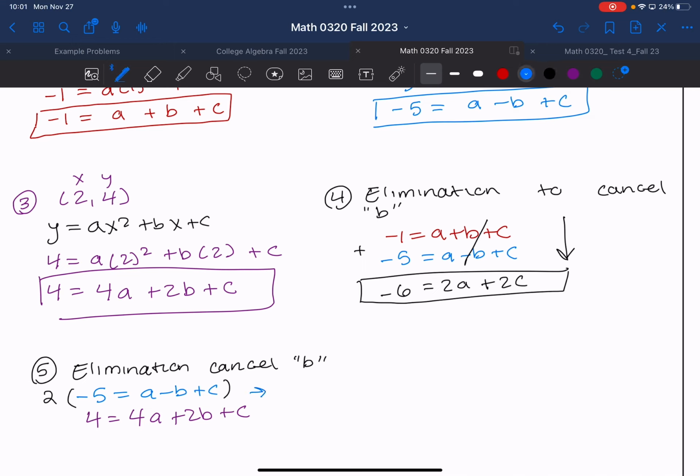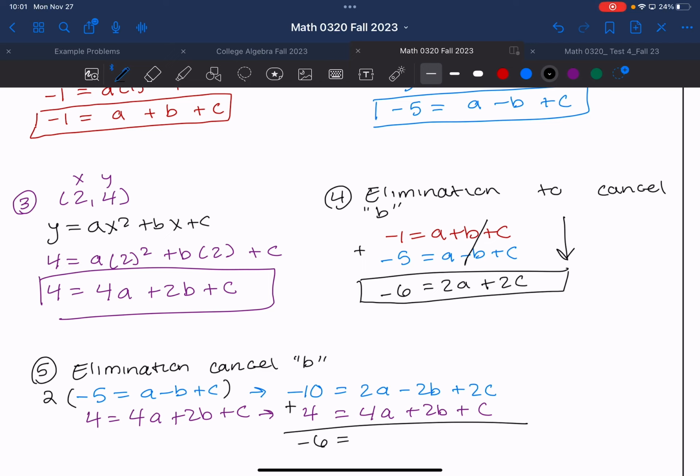And so I have negative 10 is equal to 2a minus 2b plus 2c. And I'm just going to bring over that purple equation so it's lined up right underneath. And then I'm adding them down. Okay, so when I add them down, again, my b's are going to cancel. So I have negative 10 plus 4, which is negative 6. 2a plus 4a, which is 6a. My b's cancel, and I have 2c plus c, which is 3c.